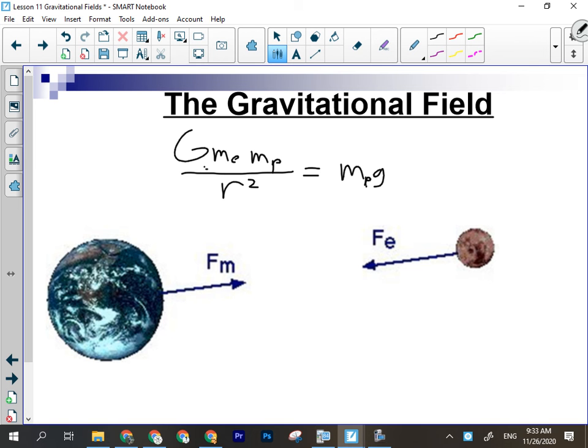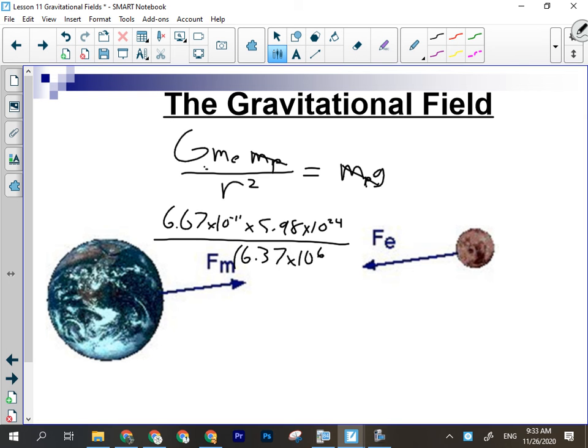cancel, right? I want to isolate little g here, so I'm going to divide both sides by the mass of the person. It cancels, good, because I didn't tell you what it was, and I hadn't really thought up a mass anyway. So now I'm solving for little g. If I plug in my numbers here, that's going to be 6.67 times 10 to the minus 11 times 5.98 times 10 to the 24 divided by 6.37 times 10 to the 6 squared. What number should I theoretically get here? 9.81.